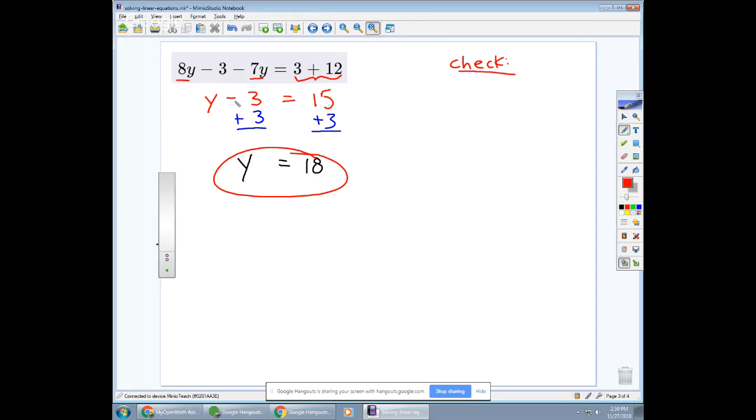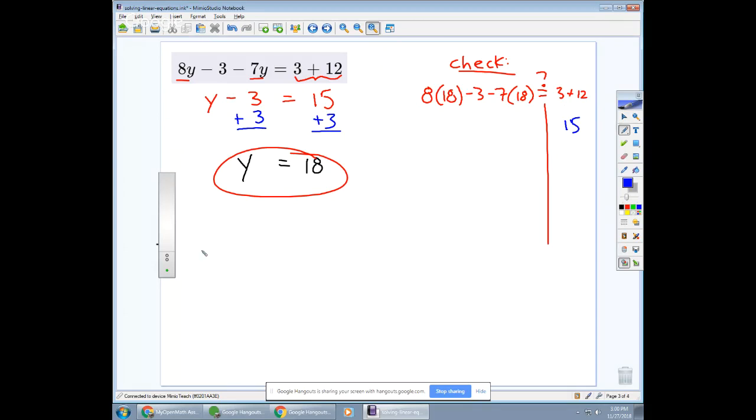So plugging in 18 everywhere up here. So that's going to give me 8 times 18 minus 3 minus 7 times 18. It's going to be a little work. Maybe this equals 3 plus 12. I'm just going to draw a line down there. Let's do the easy part first. 3 plus 12 is 15.